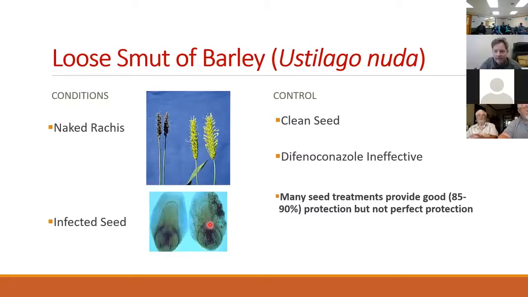People often like to keep the same seed treatment for their farm, right? So you use the same thing across everything. Well, if you've got winter wheat and you're applying difenoconazole and you think it's going to control this disease, it doesn't. Difenoconazole will work on loose smut of wheat, but it doesn't work on loose smut of barley. It's ineffective. There are many seed treatments out there that will provide good protection, but not perfect protection for this disease. The most important part of protection is clean seed, because that's where the pathogen is coming from.